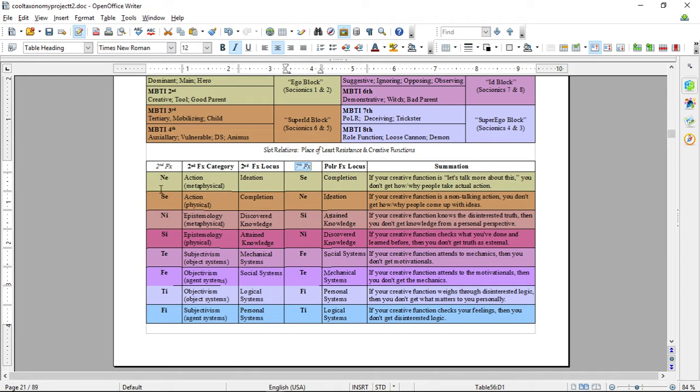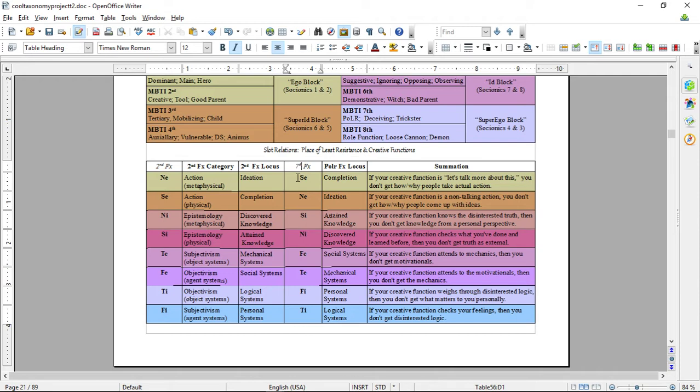And the reason I'm drawing this point is that if your dominant nature is, for example, NE, then your polar is not going to be SE, because NE is an action function and SE is also an action function. If your dominant nature is metaphysical action, you understand physical action as well. It's the dark side of your nature. But you don't understand it very well. But you're not polar to it.